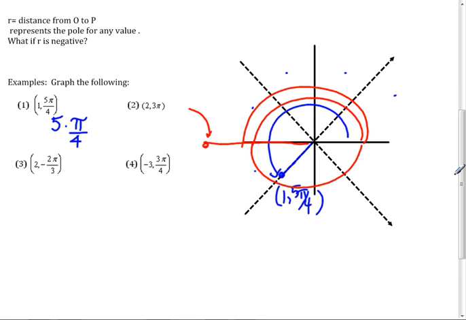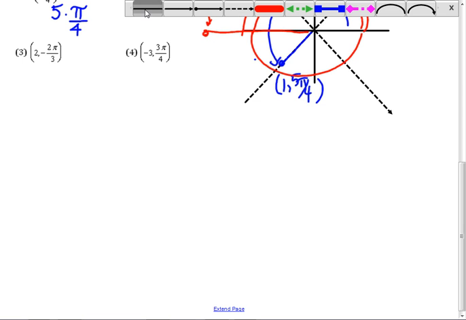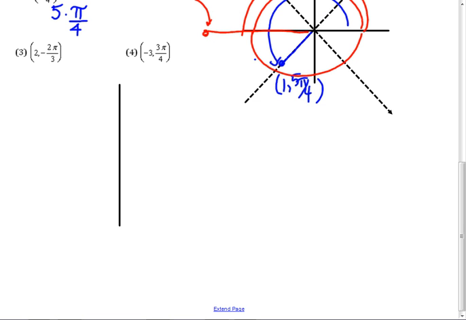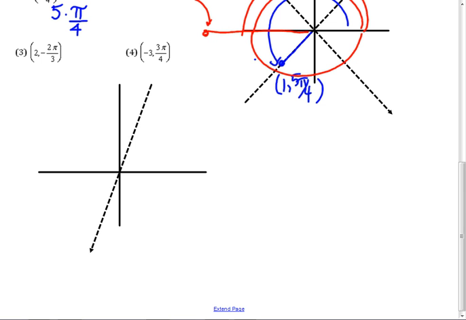Okay, how about the next one? 2 and negative 2 pi over 3. Maybe we should do a new grid, because now we're going to do pi over 3. Right, but I got to get the pi over 3. How many degrees is pi over 3? 60. So I'm going to put in my little dotted lines. So it's 60 degrees.